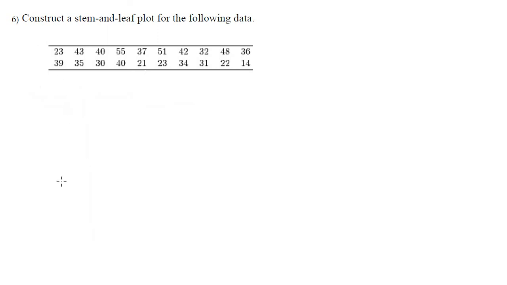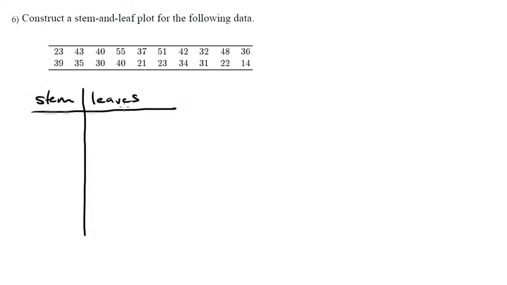Okay, so we're constructing a stem and leaf plot here for this data. A stem and leaf plot is a 2-column means of displaying data. And I'm going to take that back when we get to number 8. But okay, so those 2 columns are the stem and the leaves. So here's how we set this up.